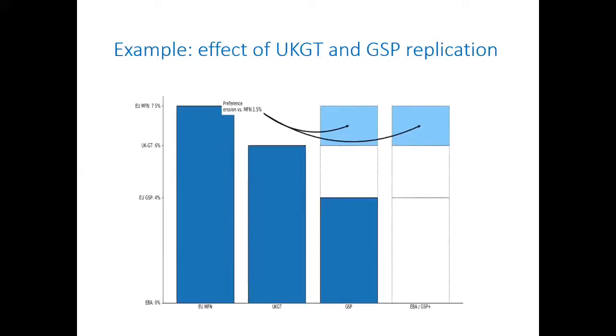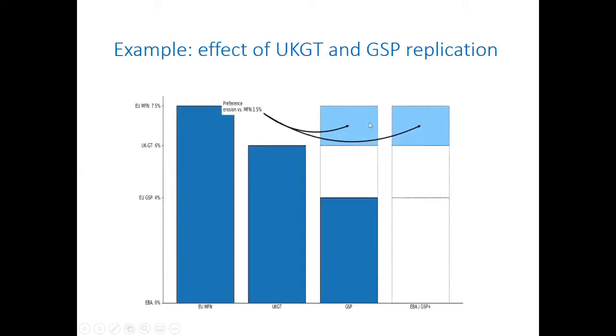To give you a brief example of what we mean by preference erosion, this is an example of an actual tariff rate. So this product has a tariff of 7.5% in the UMFN schedule. It's been set at a lower level. So in UKGT it's 6%, whereas the preferential rate right now in the EU GSP is 4%, and then there's a 0% for EBA members. Now, this structure of tariffs in the EU means that GSP members benefit from a 3.5 percentage points margin relative to the UMFN schedule, whereas EBA members benefit from the entire 7.5 percentage point margin.